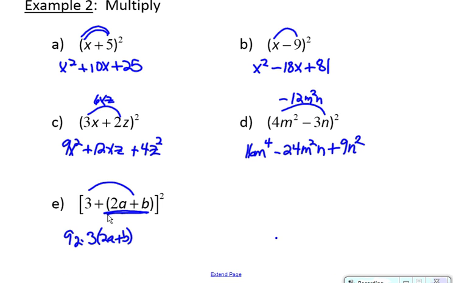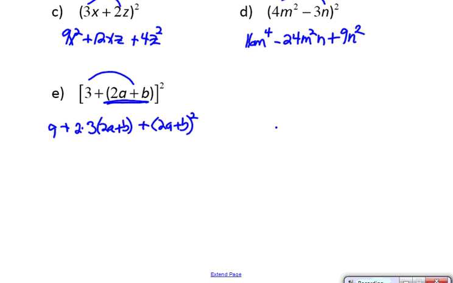I ran out a little bit of space there, so I'll move this out. So this is going to be 9 plus 2 times 3 times 2a plus b. And then I'm going to have the last term, which is 2a plus b, and I'm going to square it. All right, so then let's simplify this. So this is 9. This is going to be 6 times, I'm going to distribute through. So 6 times 2a is 12a, and 6 times b is going to be plus 6b. So that's simplified. Then I'm going to use my squaring technique.